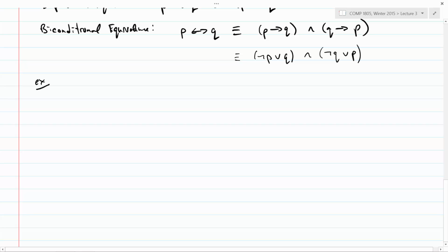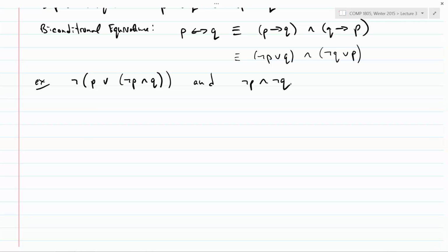So here's one. I have not (P or (not P and Q)), and not P and not Q. And I want to know, are these the same? Okay, that's the question I'm asking myself. So what I could do is a truth table. I could make a truth table for this, and if the columns for each one match, then I know they're logically equivalent. But we already know how to do that, so I'm going to do it a different way.